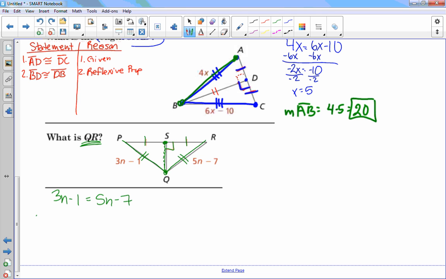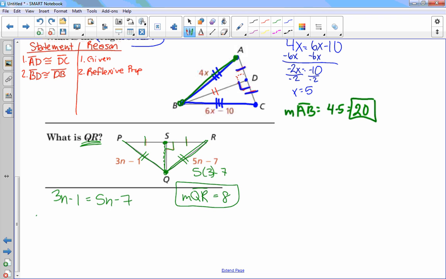N, for N, as in Nancy. Not a final answer, just N. 3. Good. And then once you get 3, you plug it back in. QR is here. So 5 times 3 minus 7 is what? 8. So QR, the measure QR, is 8. Okay?